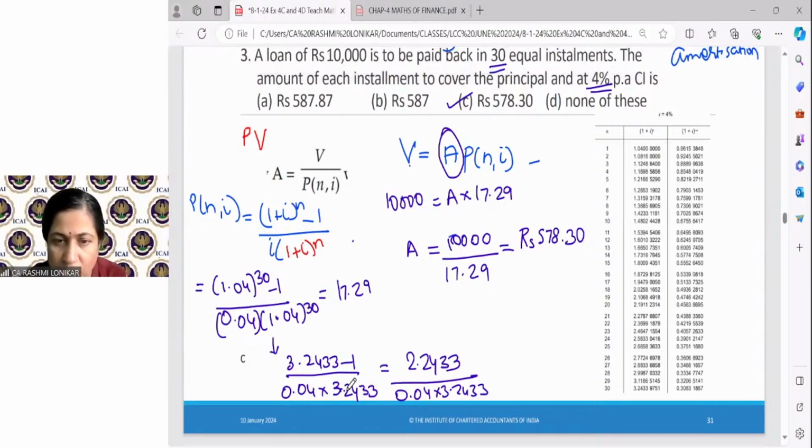Yes, clear. Dilip also, Renuka also. Yes, very nice, very nice.